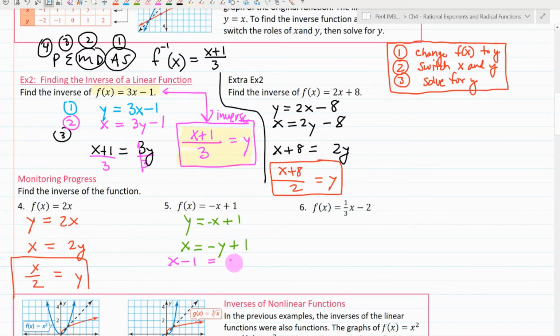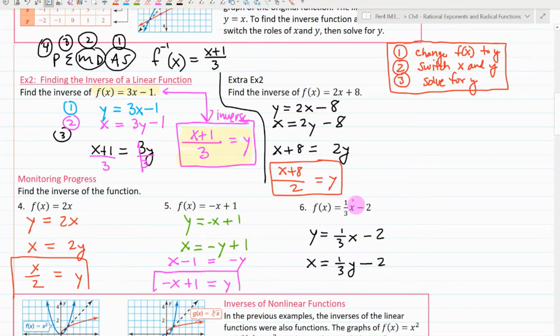X minus 1 equals negative y. And then I'm going to divide everything by negative 1, which changes the sign of everything. Okay, it changes the sign of everything when you divide everything by negative 1. Last one, y is equal to 1/3 x minus 2. Switch the x and the y.